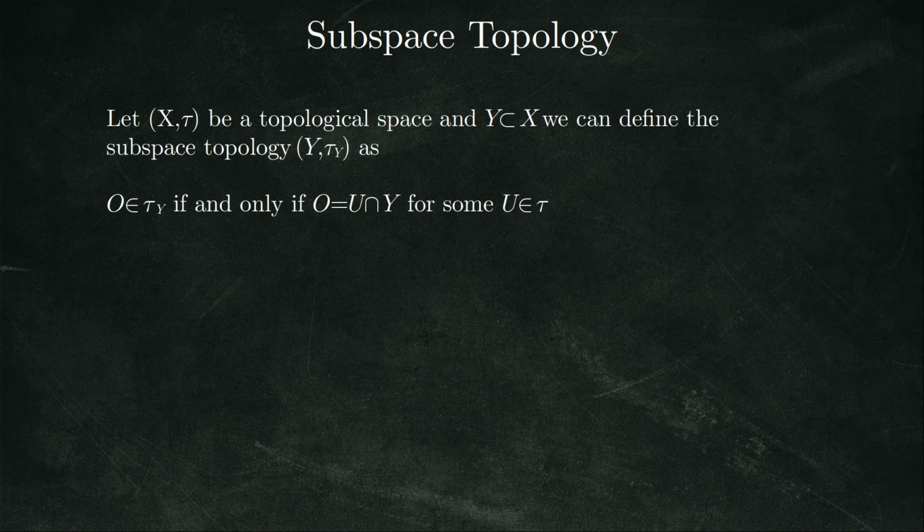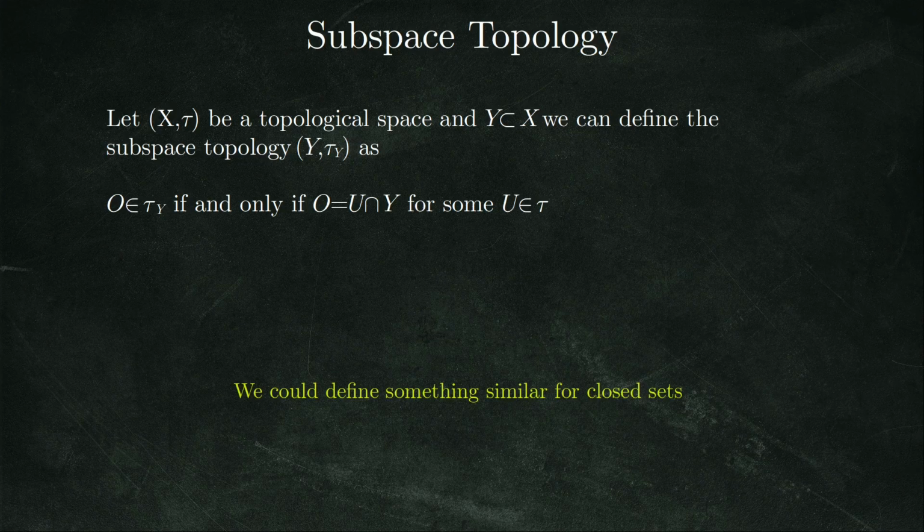Okay, so the first type of topological space we can create is the subspace topology. If (X, tau) is a topological space and Y is a subset of X, then we can define a subspace topology. We define this by saying O is open in the subspace topology, so that is O is in tau_Y, if and only if O can be written as U intersect Y, where U is open in X.